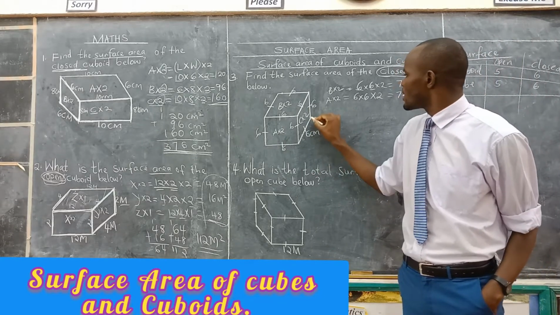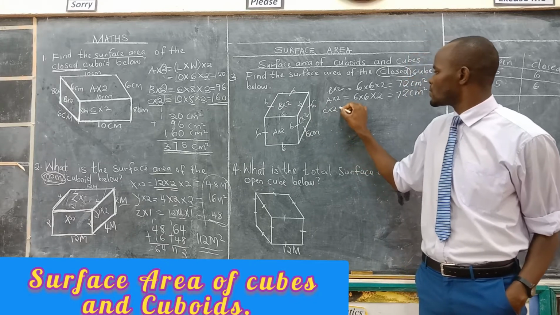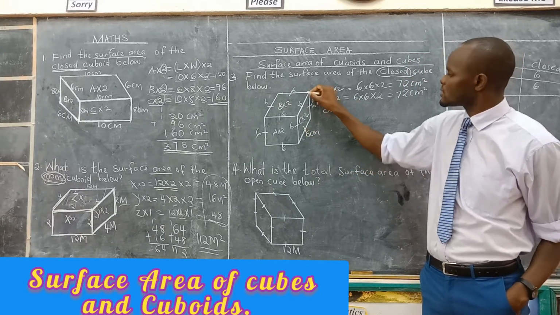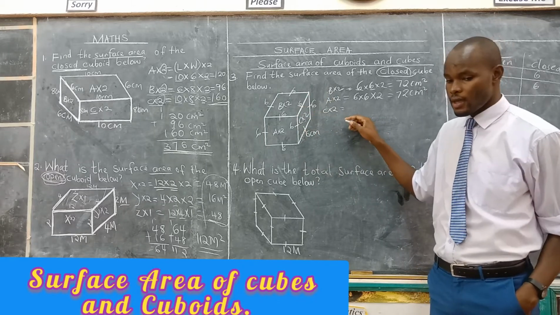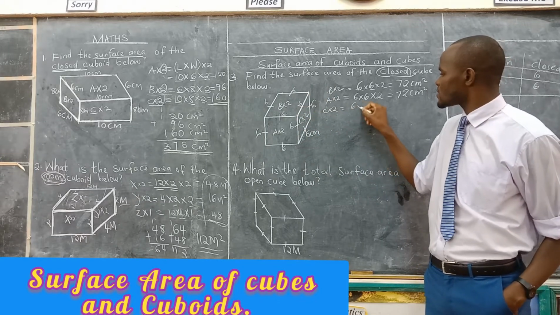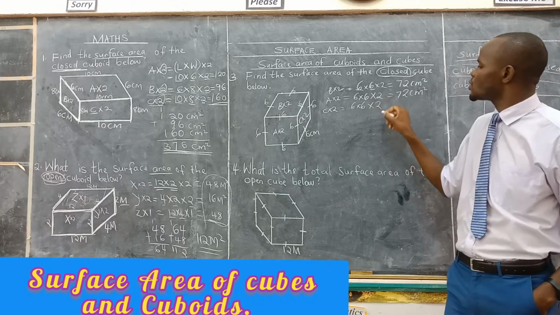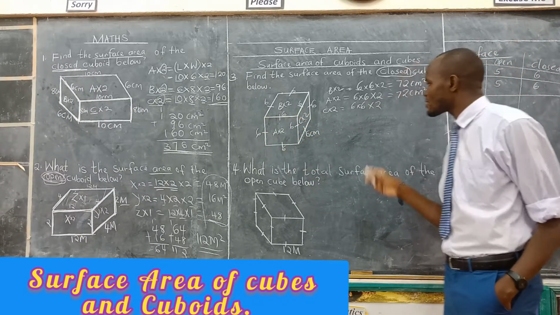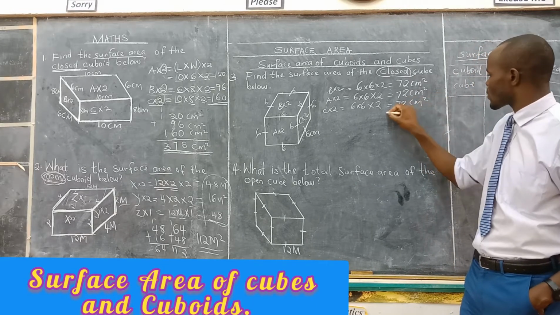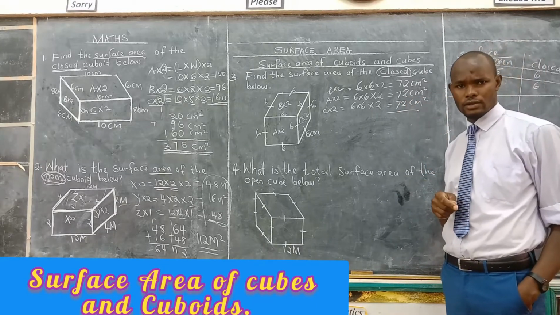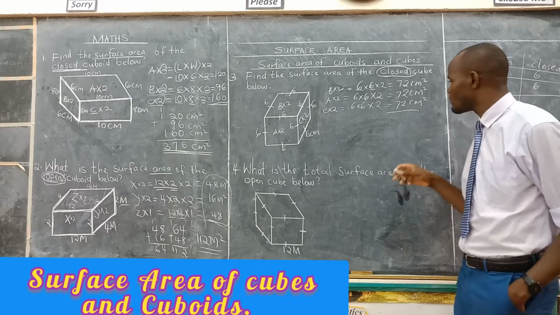Then we have C times 2. 6 times 6, because this is just a square. It might look like a rhombus, but this is a square. So we have 6 times 6 times 2, because on the other side we have another square. You get 72 centimeters squared. Yeah, are we together?